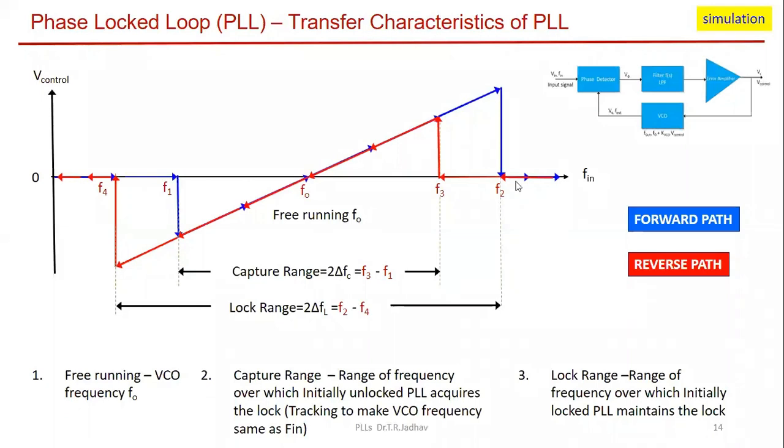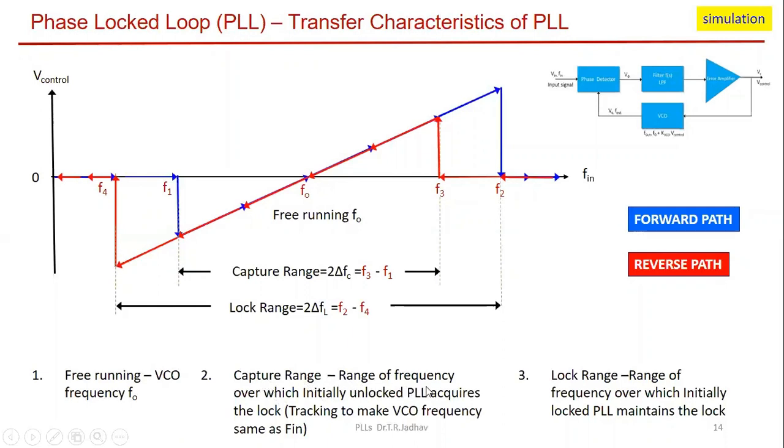Then we set the capture range. So what is the capture range? It is the difference between F1 and F3. Capture mode starts at F1 in the forward direction, and capture mode starts at F3 in the reverse direction, and that's why capture mode is always between F1 and F3. So we call it the capture range. It is 2 times delta Fc, which is the difference between F3 and F1. So this is how we define the capture range.